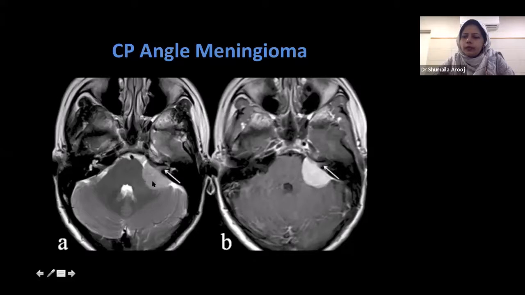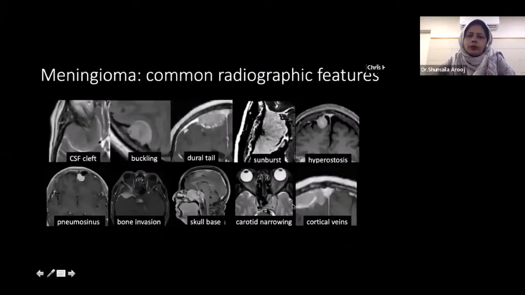Although on plain images it appears that it is in the line of the 7th and 8th nerve, and it is vestibular cochlear schwannoma, possibly, but when you look at the post-gadolinium images, there is no enhancement. And then there is a dural tail, so this was a meningioma. In meningioma, you have to look at common radiological features.